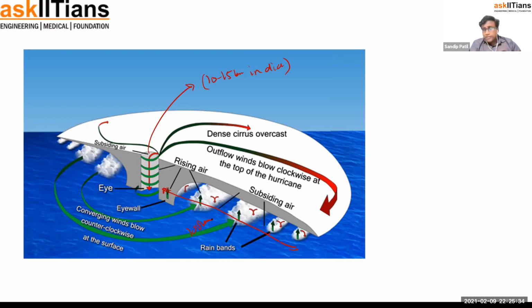Okay. So as we are going away from the eye, what is going to happen? The speed goes on increasing, right? And also you can see here dense overcast is there. Dense means those winds are very dense there. Okay. So like this, those winds flow everywhere.